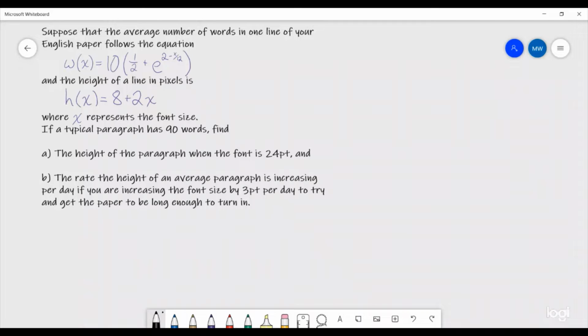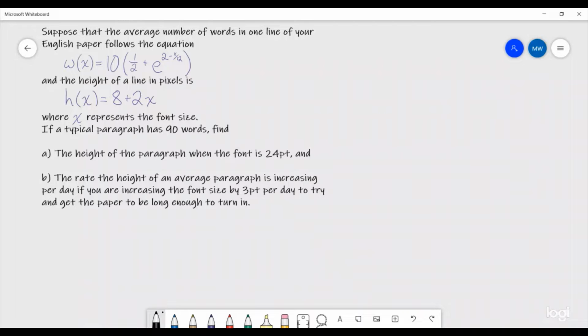So let's go through and figure out these two different things. The first one is, what's the height of the paragraph when the font is 24 points? Well, what does this mean? We know that the entire paragraph has 90 words, but not all of those words are going to fit in one line. So first, we're going to need to know the number of lines, and then second, we need to know how tall each of those lines is.